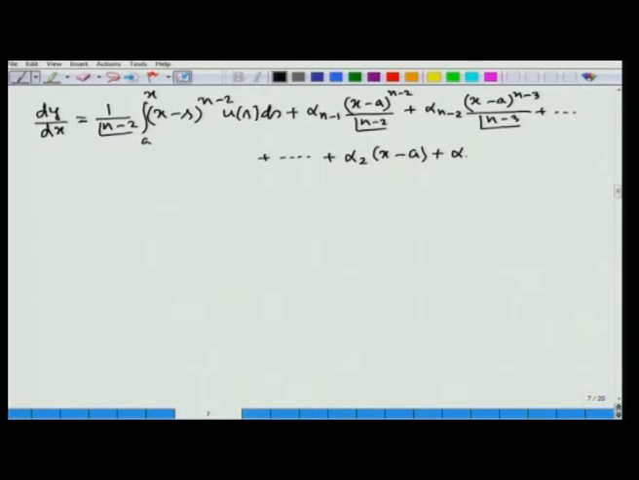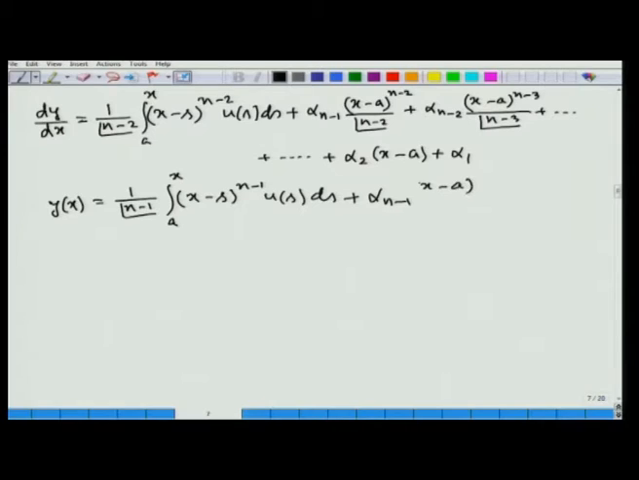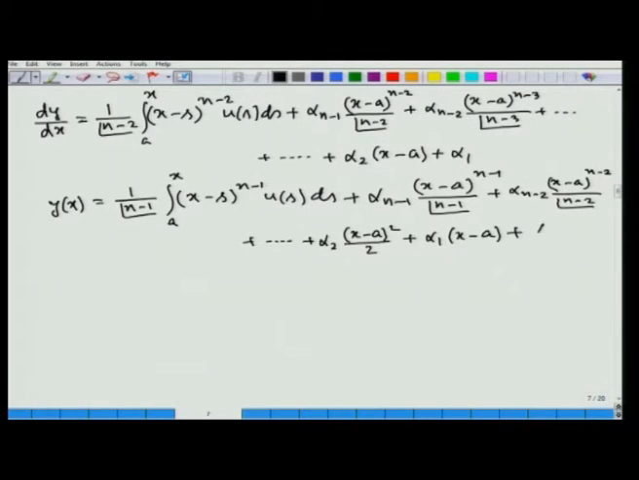Proceeding in this way, the last but one term will be alpha 2 x minus a plus alpha 1, and again integrating this expression, you can find y x is equal to 1 by factorial n minus 1 integral a to x, x minus s whole to the power n minus 1 u s ds, plus alpha n minus 1 x minus a whole to the power n minus 1 by factorial n minus 1, plus alpha n minus 2 x minus a whole to the power n minus 2 by factorial n minus 2, plus dot dot, plus alpha 2 x minus a whole square by 2, plus alpha 1 x minus a, plus alpha 0.